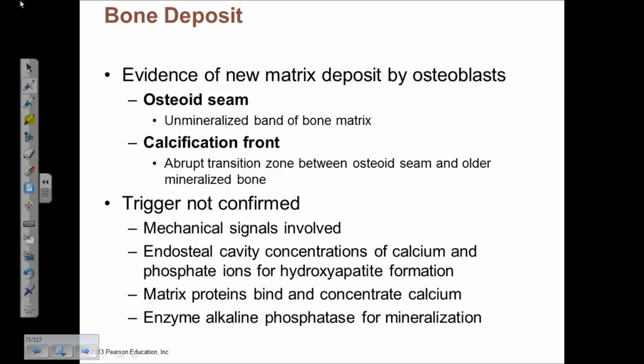Deposition of the bone can be observed, well, kind of traces of the deposition can be observed via the so-called osteoid seam that can be seen on the surface of the bone. It's the band of bone matrix that is not yet mineralized, and the front of calcification. So that is the transition zone that is formed between the older bone and the fresh osteoid seam.